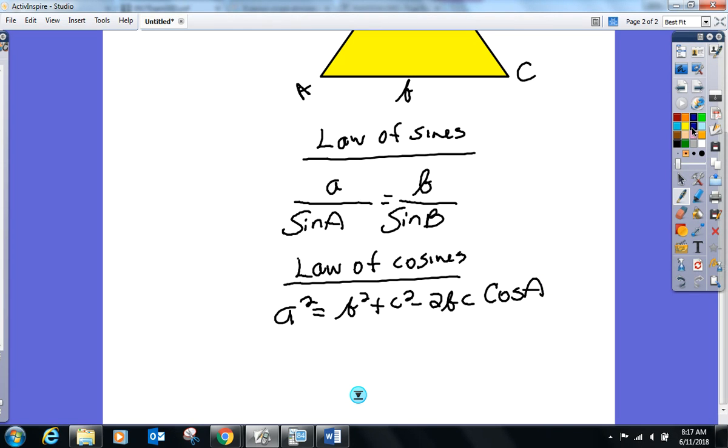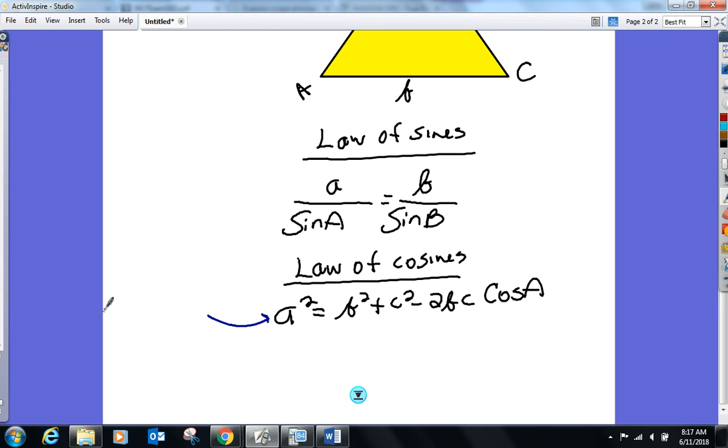And just to remind you what A, B, and C are. A, the side you put first in law of cosines, is always the side across from the given angle. Then angle A is the given angle. B and C are the other two sides.